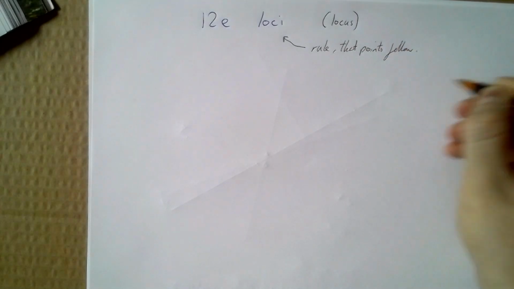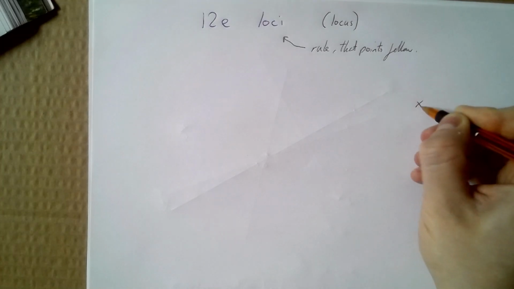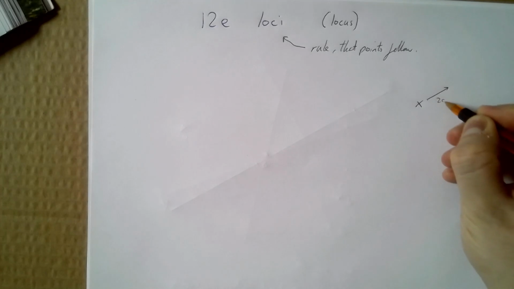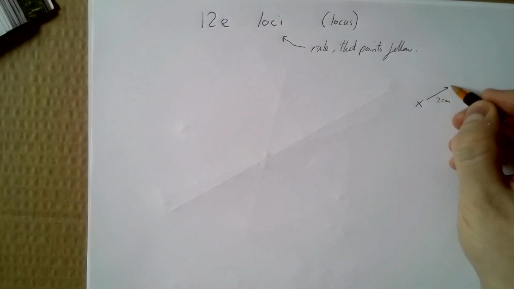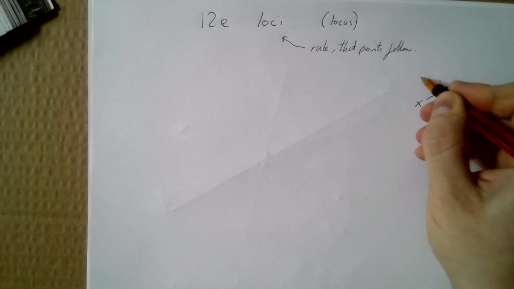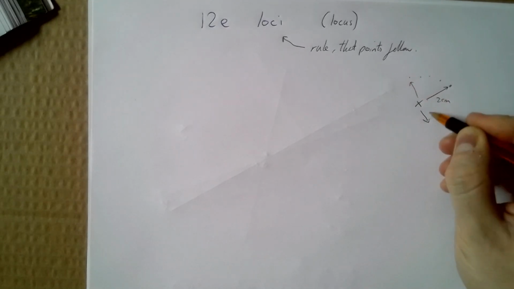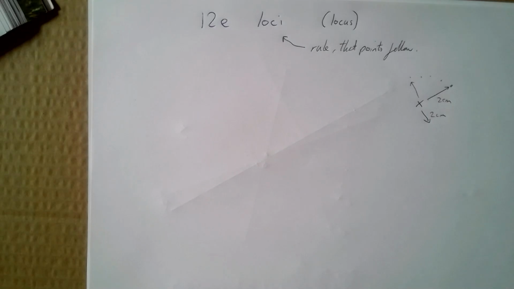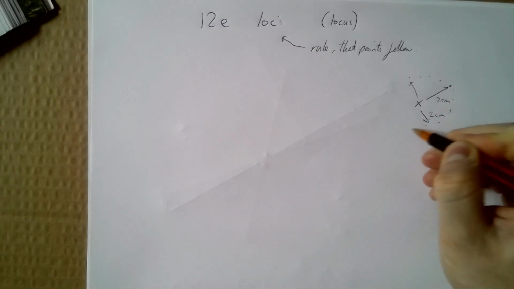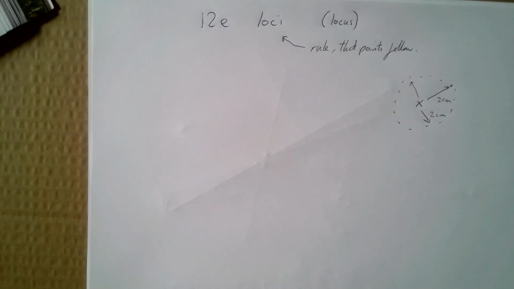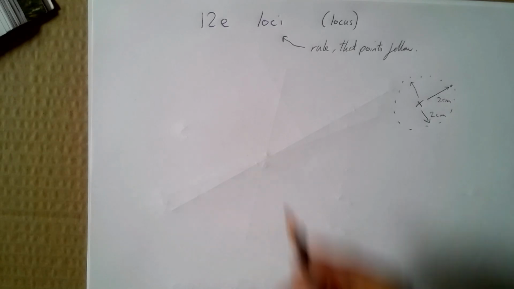Then if I've got, for example, a point here, and I wanted to know all of the points that are about 2 centimeters away from it, well, I've got a point here, here, here, because I can get 2 centimeters away. Okay, now we're going to do this more accurately in a second, but I'm creating certain shapes depending on these rules for loci.